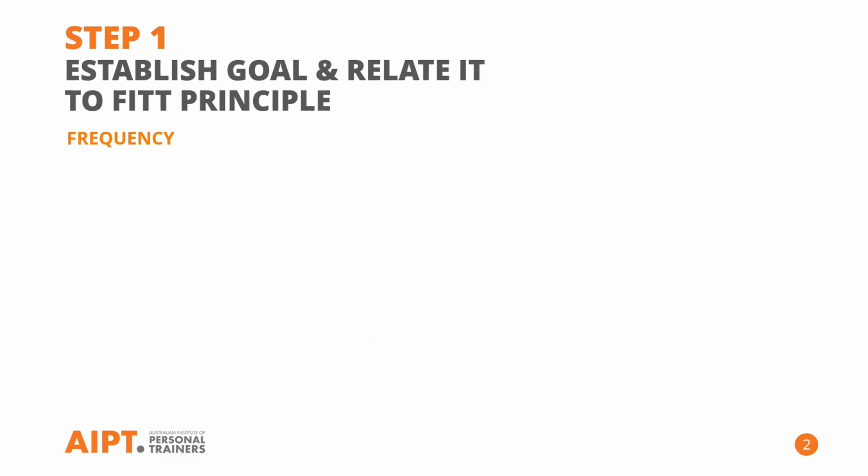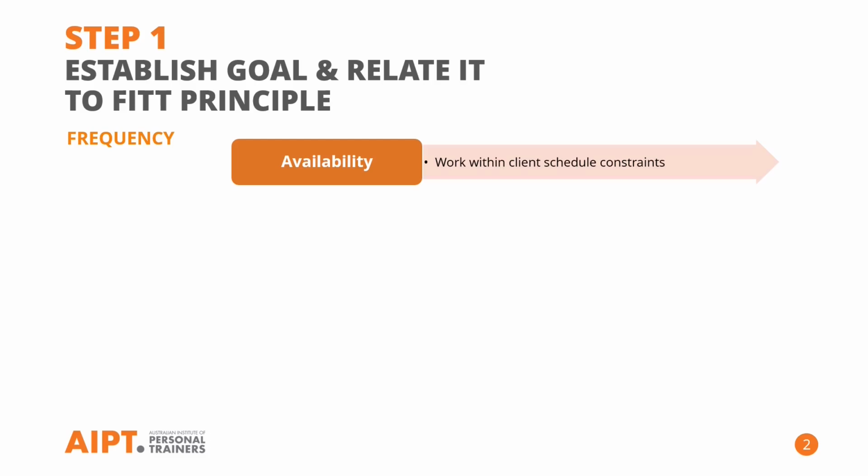So this is looking at all the individual factors that are going to affect frequency of training for your client. So the first one is availability. So we can have a plan for the client and we might want them to train 5 times a week, but if they're a busy person, they've got a full-time job, they've got family commitments or outside work commitments, and they can only commit to 1 or 2 sessions per week, then that obviously affects the type of training we give to them. So we must work within the client's schedule constraints.